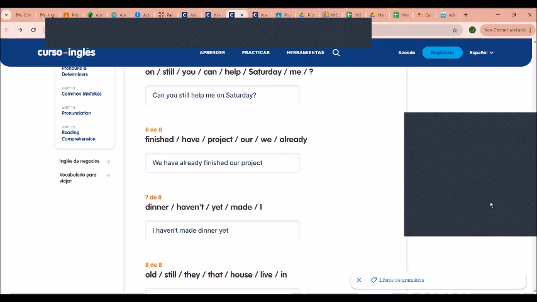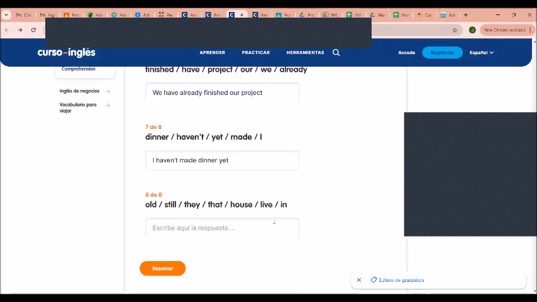Number 8, let's go. That house. No, they still live. They still live in that old house. We'll get to how we order adverbs in the future, and adjectives, but yes, very good.